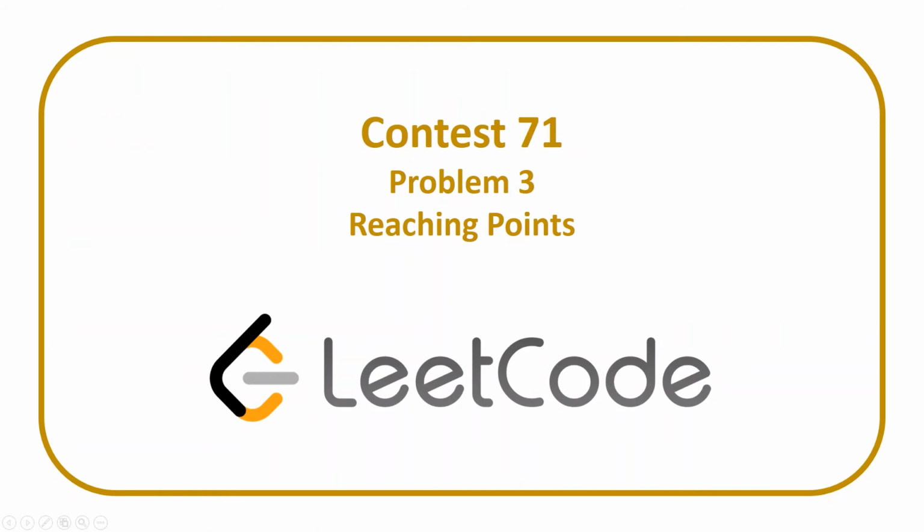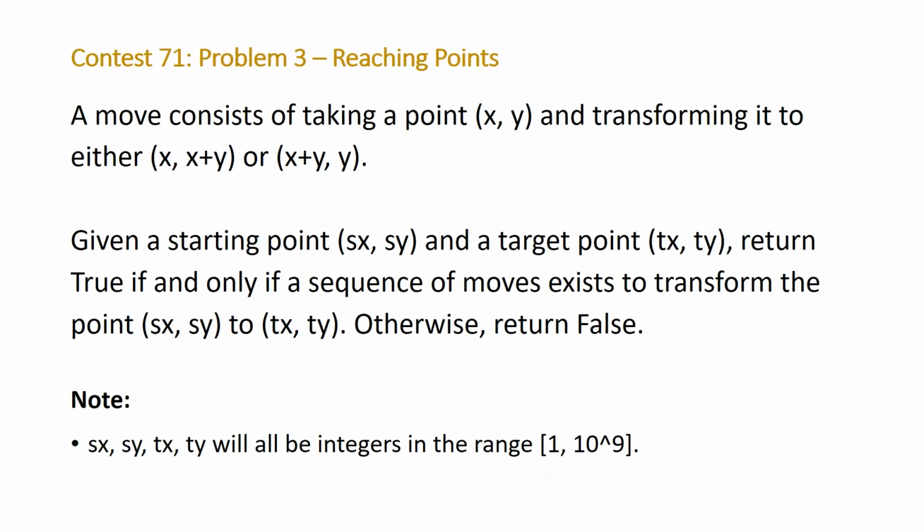The second problem that we're going to be covering in today's video is problem 3 from LeetCode Contest 71 as well, entitled Reaching Points. The problem states a move consists of taking a point (x, y) and transforming it to either (x, x + y) or (x + y, y). Given a starting point (sx, sy) and a target point (tx, ty), return true if and only if a sequence of moves exists to transform the point (sx, sy) to (tx, ty).